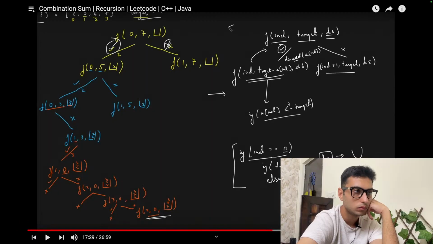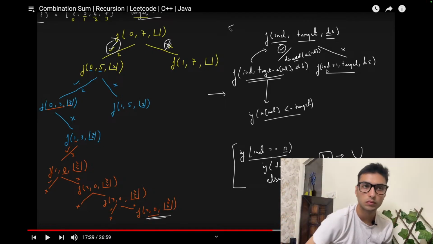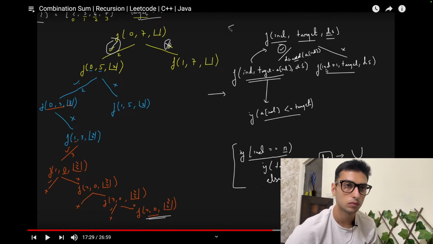If you have seen that video, you remember that we were allowed to pick an element multiple times. So when we pick the element from index, we always stay at the same index because we can pick the element once more. And whenever there was the other case of not picking, we can move to the next, that is index plus 1. So the transitions were like this in combination sum 1.